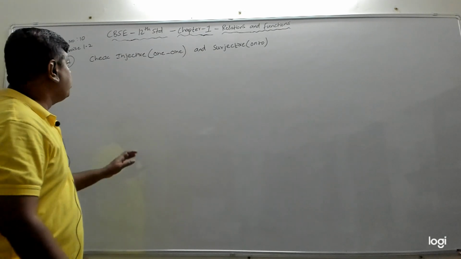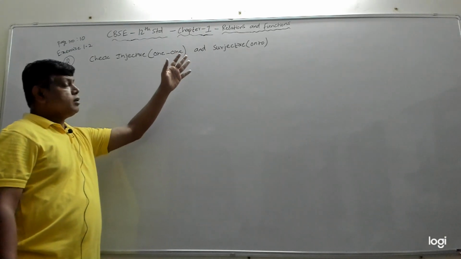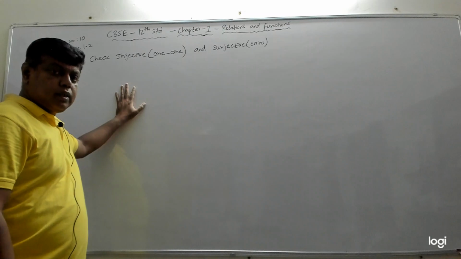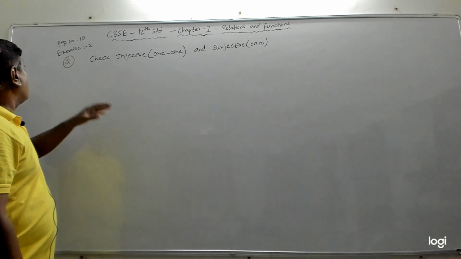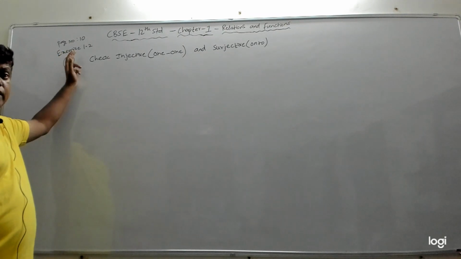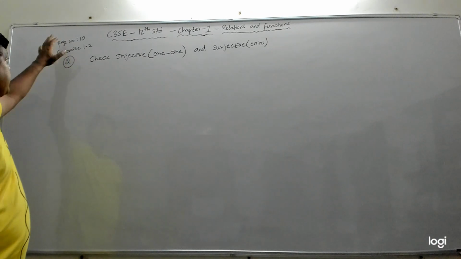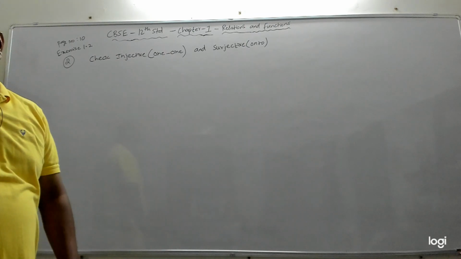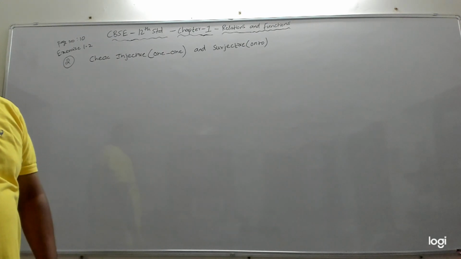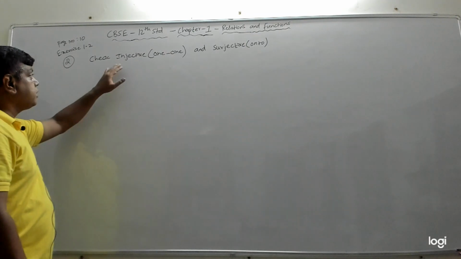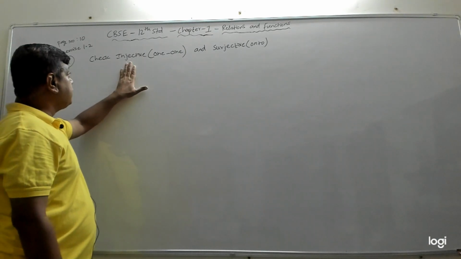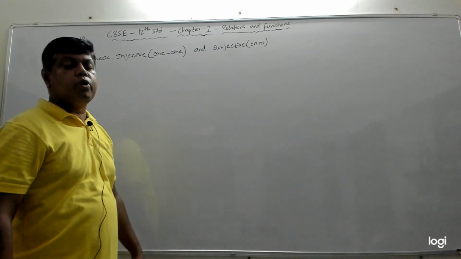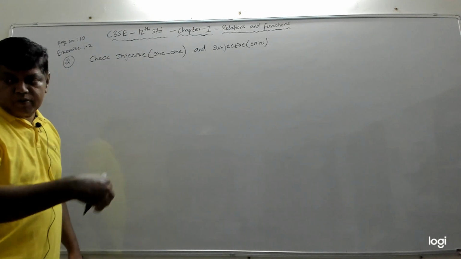In this video, we'll continue with the chapter Relations and Functions from your 12th standard CBSE mathematics. We'll continue from exercise 1.2 in your textbook, page number 10. Second problem: check the injective and surjective of the following functions. So we have to check whether the following functions are injective, which means one-to-one. Surjective means we have to check whether they are onto. Right? So they have given the list of functions.